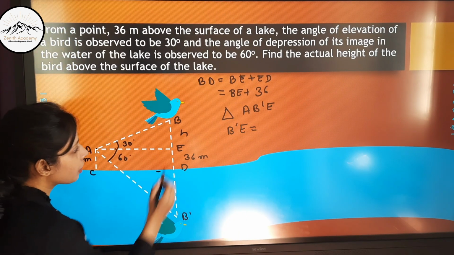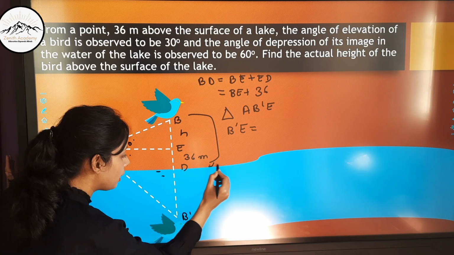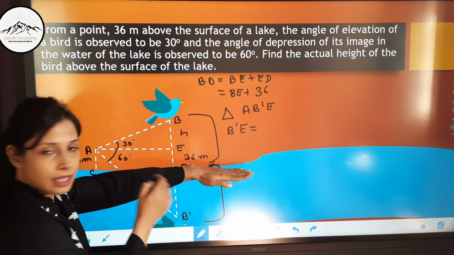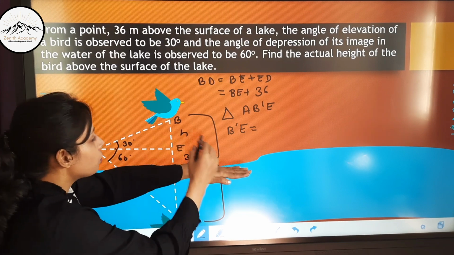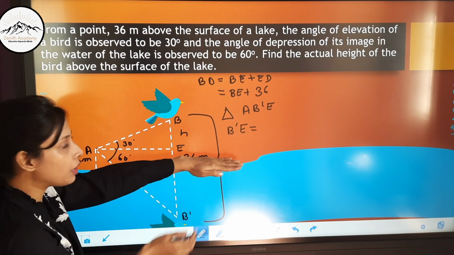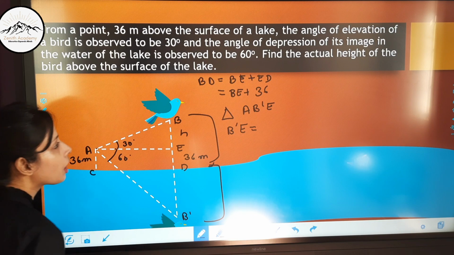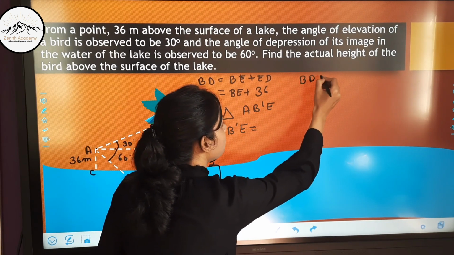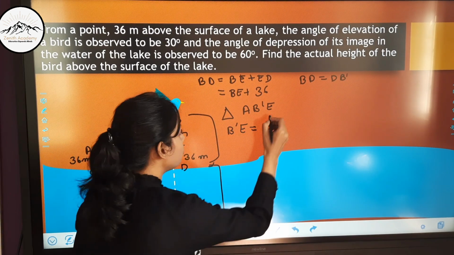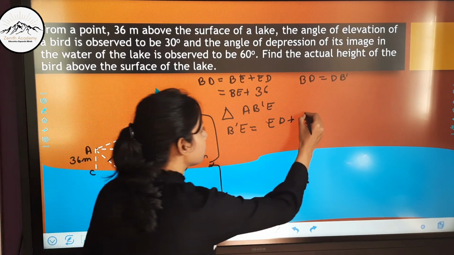First of all, this BD and this DB dash, they both should be equal. Now why? This lake is the plane of reflection. So the object and the image will both be at an equal distance from the plane of reflection. That is why BD is equal to DB dash. Let's write this here so that we don't forget. BD is equal to DB dash. B dash E is equal to ED plus B dash D.